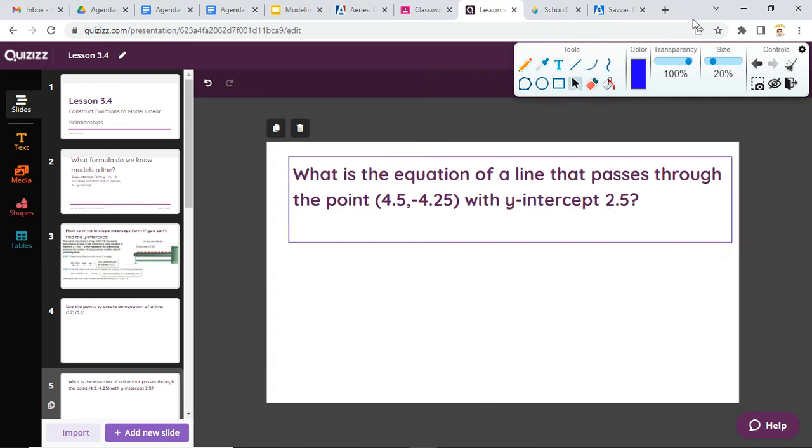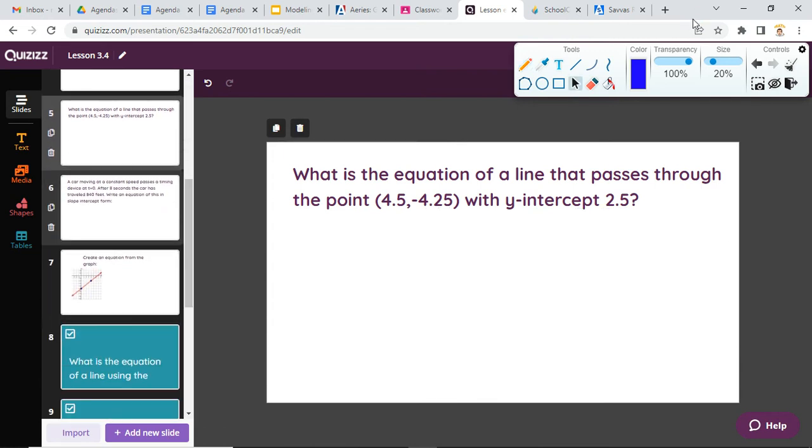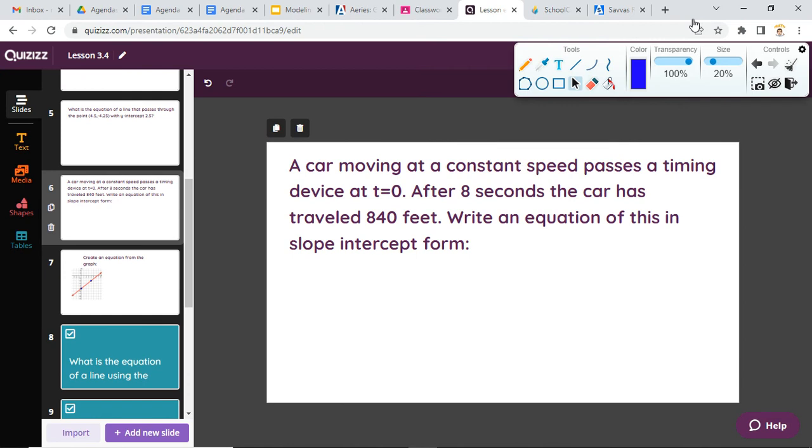All right, we have about one or two more problems here. So a car moving at a constant speed passes a timing device at t is equal to 0. After 8 seconds, the car has traveled 840 feet. Write an equation of this in slope-intercept form.